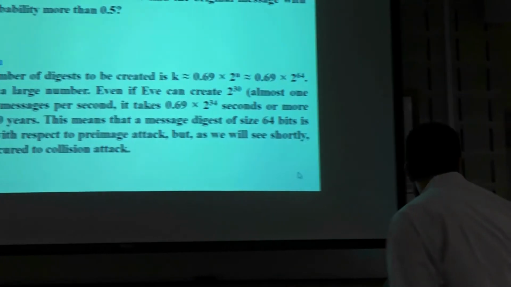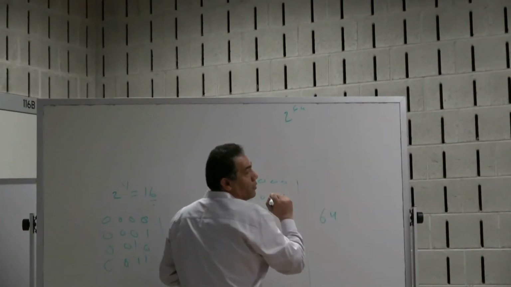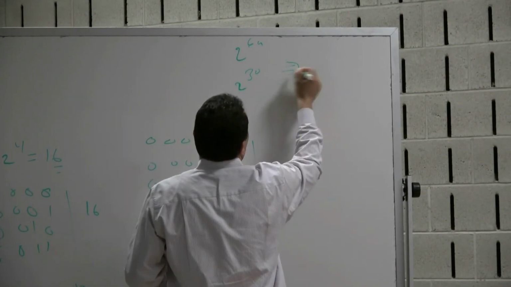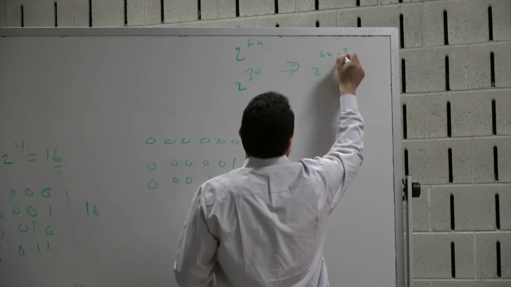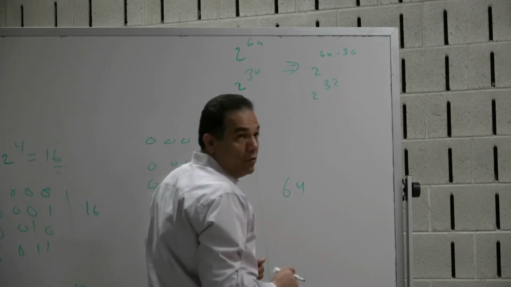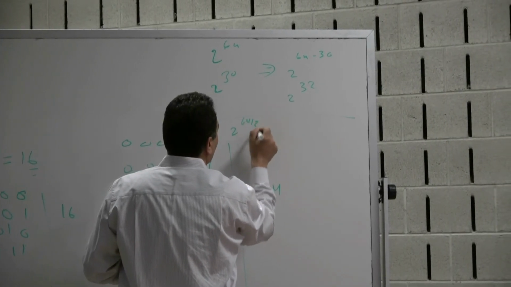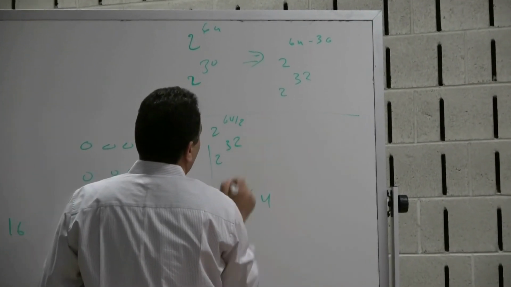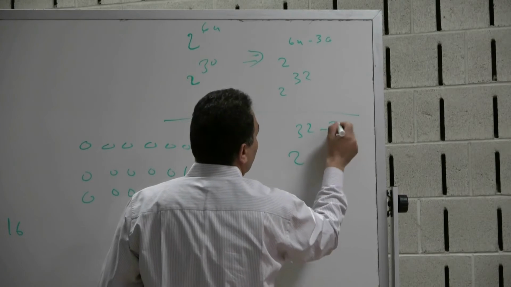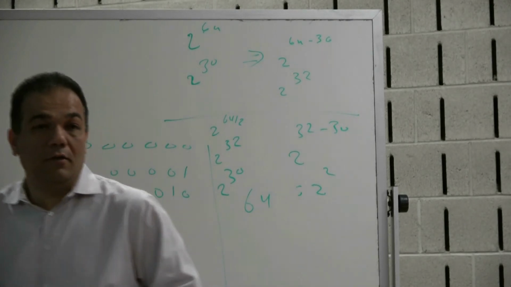So in the previous one, it's 2 to the power 64. If I can create 2 to the power 30, that means I need how many seconds? 2 to the power 64 minus 30, which is 2 to the power 34, right? In the second case, it's 2 to the power 64 over 2, which is 2 to the power 32. If I have a speed of 2 to the power 30, I need how many seconds? 2 to the power 32 minus 30, which equals 2 to the power 2. Right?